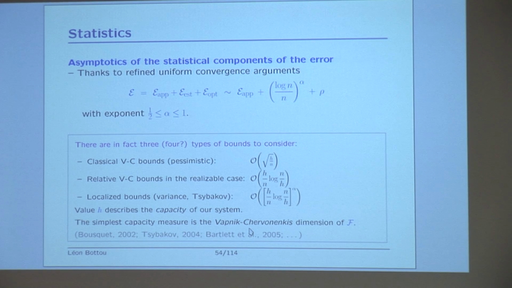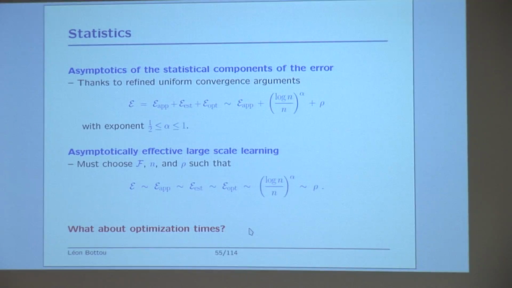Okay, so basically the essence of this slide is really that now you have to deal with statistics. And statistics is something in 1 over square root of n, or 1 over n if you do it well. So when you want to be effective, you have to have all these errors decrease as fast as you can, but all together. And the fastest you can go for the statistical one is 1 over square root of n or 1 over n, or something in between.